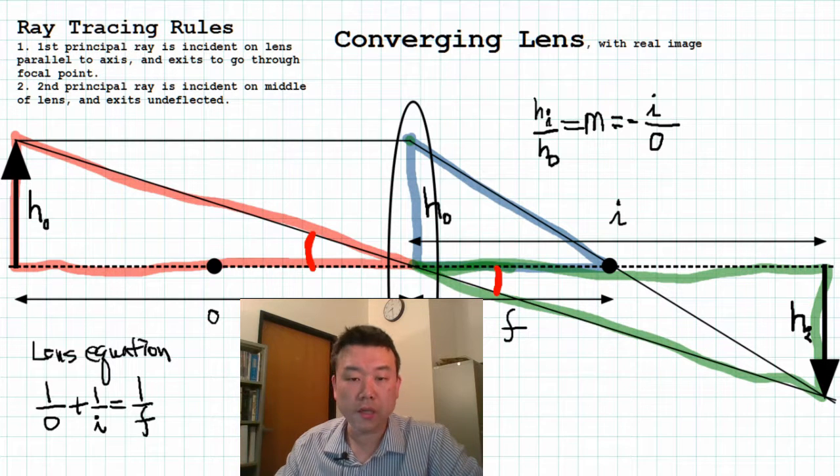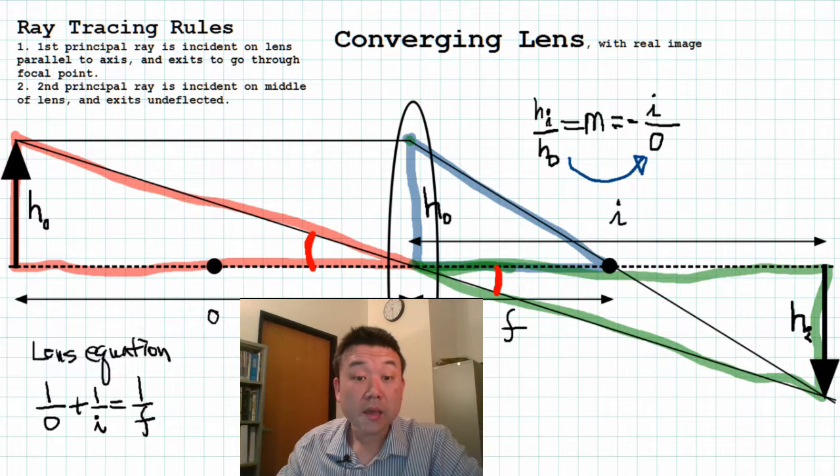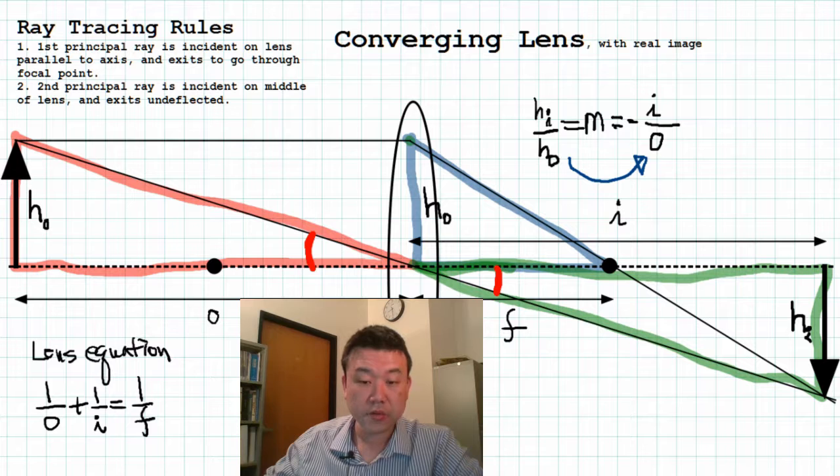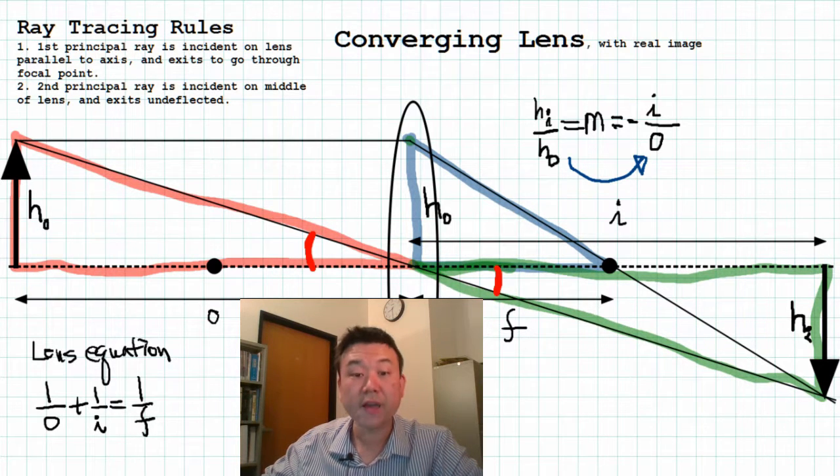So the goal is to go from this relationship on the left to this relationship on the right. And that comes from these triangles that we have been pointing out. Look at the triangle involving the object distance and the triangle involving the image distance. They are similar triangles, meaning the ratio of these two legs here is going to be equal to the ratio of these two legs here, because those are the corresponding sides in the similar triangle.